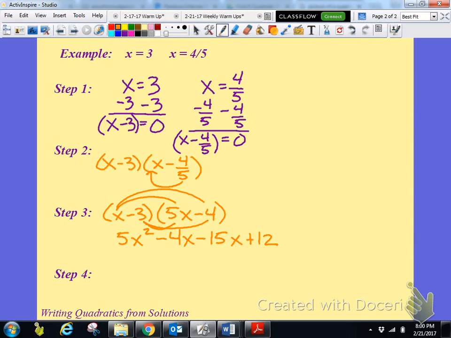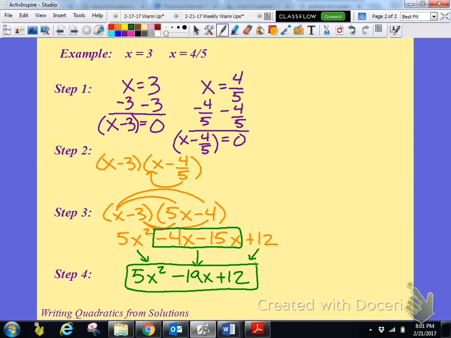Alright? And then step 4, our final step, is to write this into standard form, which really is just combining like terms. So I'm going to switch colors once more so we get to our final answer. The only thing here that I can combine is our negative 4x and our minus 15x, and that comes down as a negative 19x. Our 5x squared is going to come down, and our plus 12 is going to come down. So we have 5x squared minus 19x plus 12. And that is the process we follow to write a quadratic equation in standard form from our solutions.